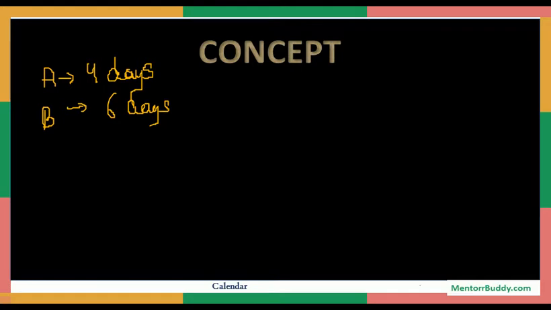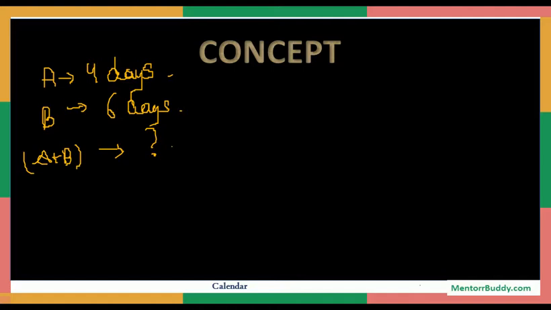According to the logic, let's take one simple case. A is one man who finishes a certain piece of work in 4 days, and B is another man who finishes the same task in 6 days. The question is, if A and B are both working together, in how many days will they finish the task?